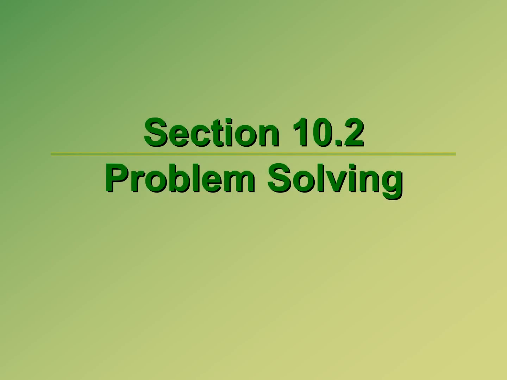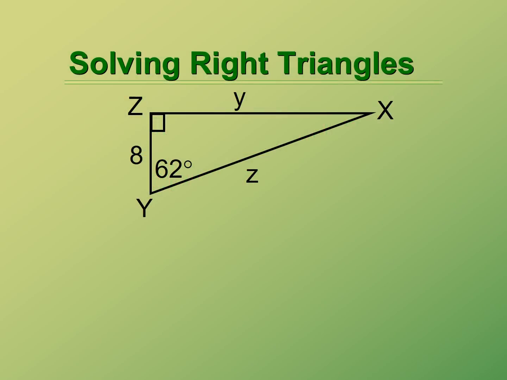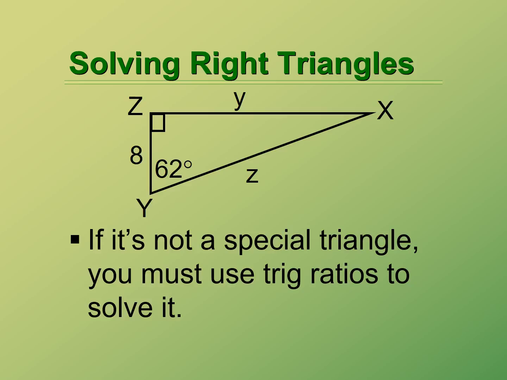Now we're going to learn how to solve a right triangle using trig ratios. So here's an example of a right triangle that we can solve using trig ratios. If it's not a special triangle, and there are two types of special triangles, the 45-45 and the 30-60, then we have to use trig ratios to solve it.